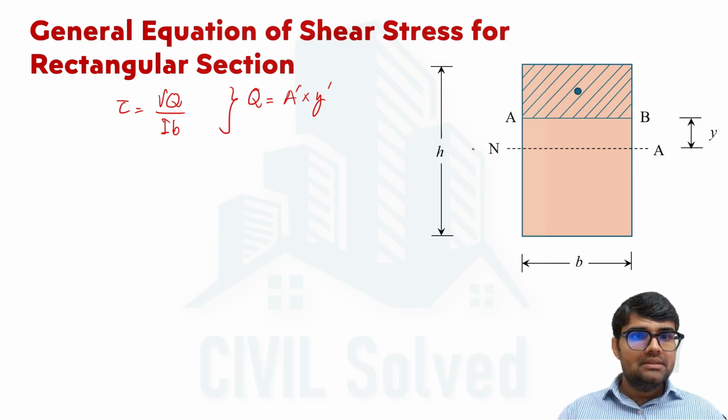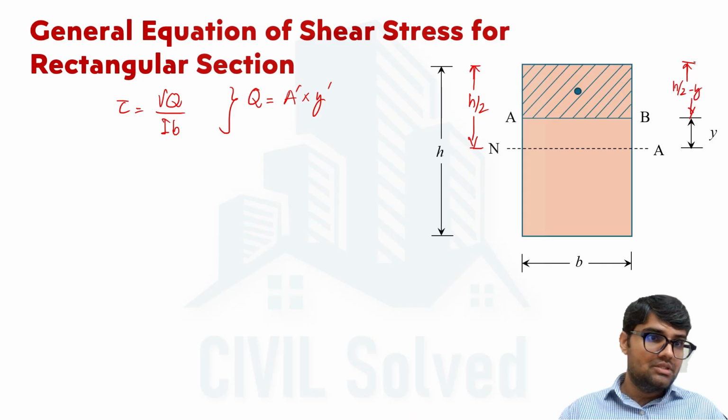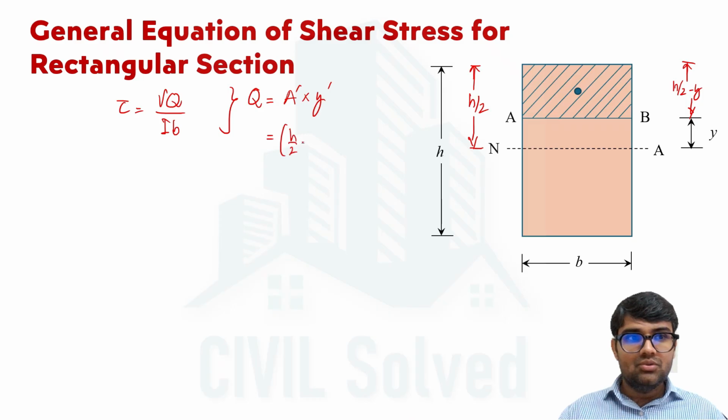The total height of this rectangular section is h. The neutral axis is at the middle of that h, so this distance is h by 2. Then this distance is h by 2 minus y, since the total distance is h by 2 and if we subtract y, we have this remaining distance. The breadth is b, so the area is simply the multiplication of these two: h by 2 minus y, multiplied by b.